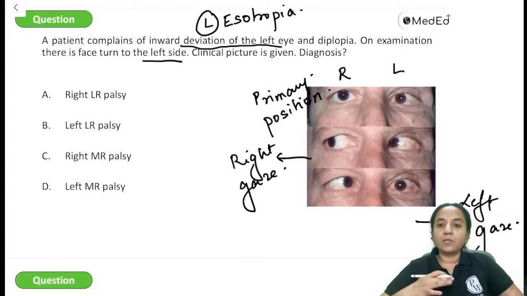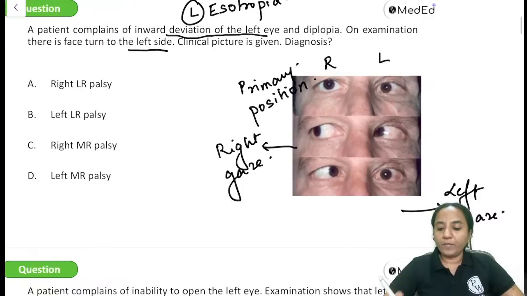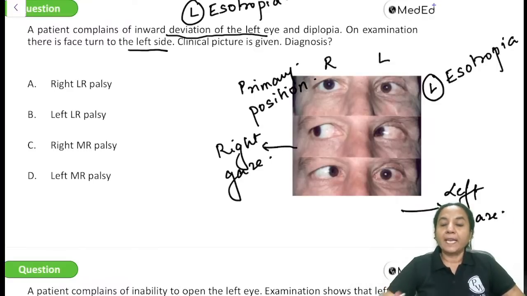So in the primary position, what do we see? What we see in the primary position is that the left eye is deviated inwards, or there is a left eye esotropia, and that's also mentioned in our question. In the right gaze, what do we see? When you look at the right gaze, you see that the movements are normal.